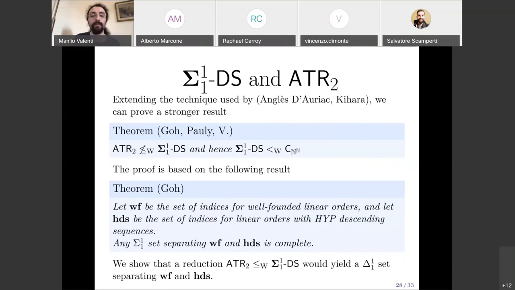Manlio, it may be worth mentioning that those two sets are actually both pi 1-1. And so the statement is saying that, in particular, they cannot be separated by any Borel, by any delta 1-1 set. Oh, right. Hyperarithmetic set. Yeah, pi 1-1, because the quantification over hype is behaving the other way. I mean, this is an existential quantification on hype, which behaves like a universal quantification. And on the other hand, being well-founded is trivially known to be pi 1-1.